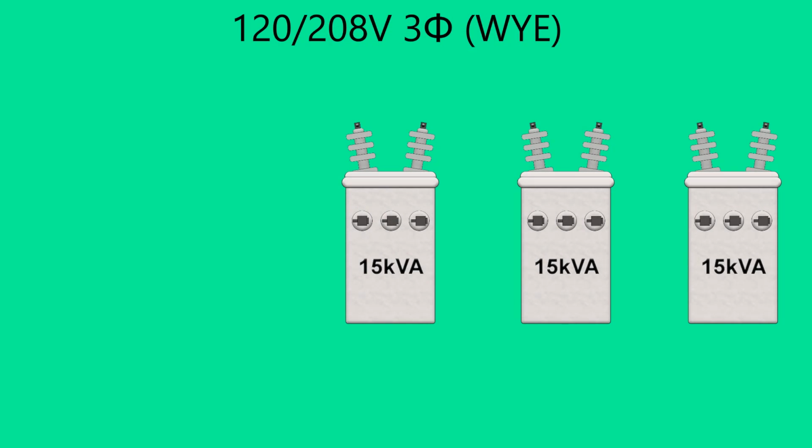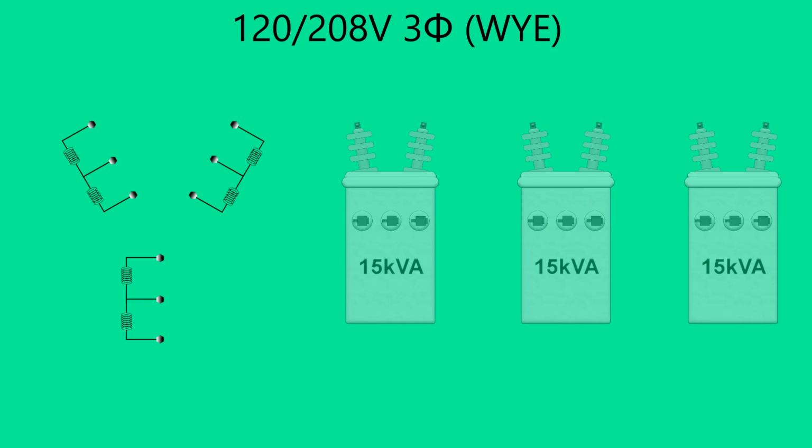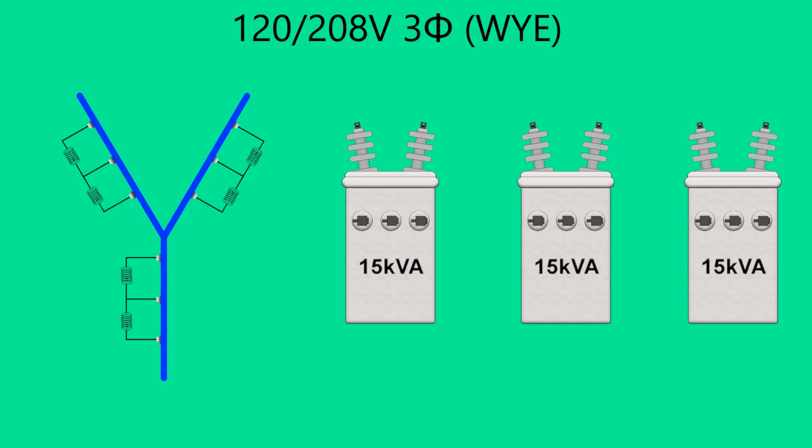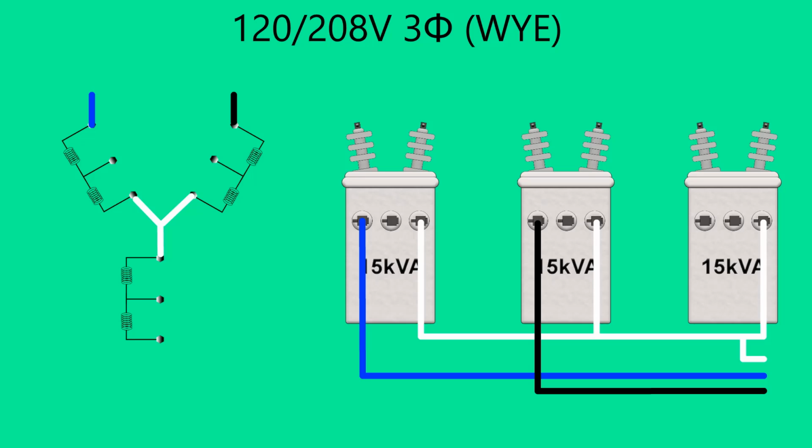The next three-phase voltage system that we'll examine is a 120, 208 volt, three-phase system. This is referred to as a Y connection. The secondary connections of the three transformers are connected in such a way as to form the letter Y. Notice in the drawing that one side of each transformer is connected to form the inner part of the Y connection. This is the neutral connection point.